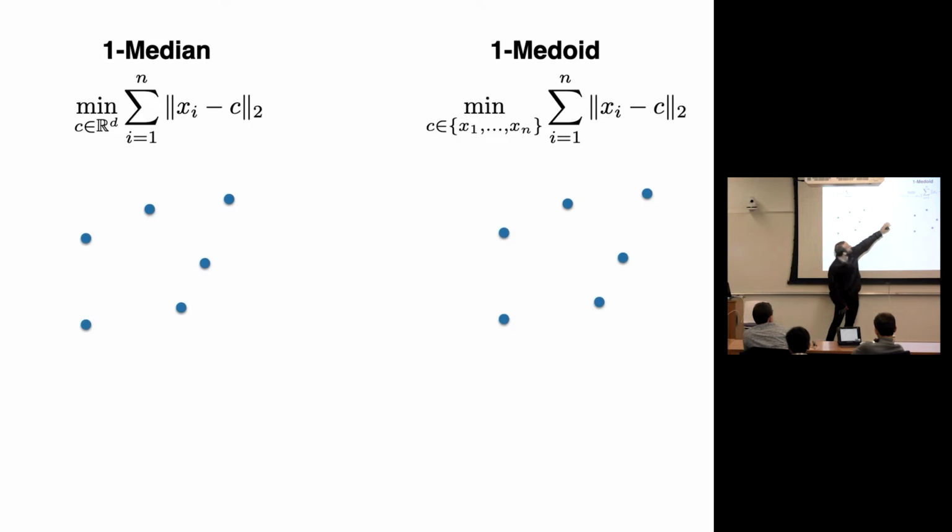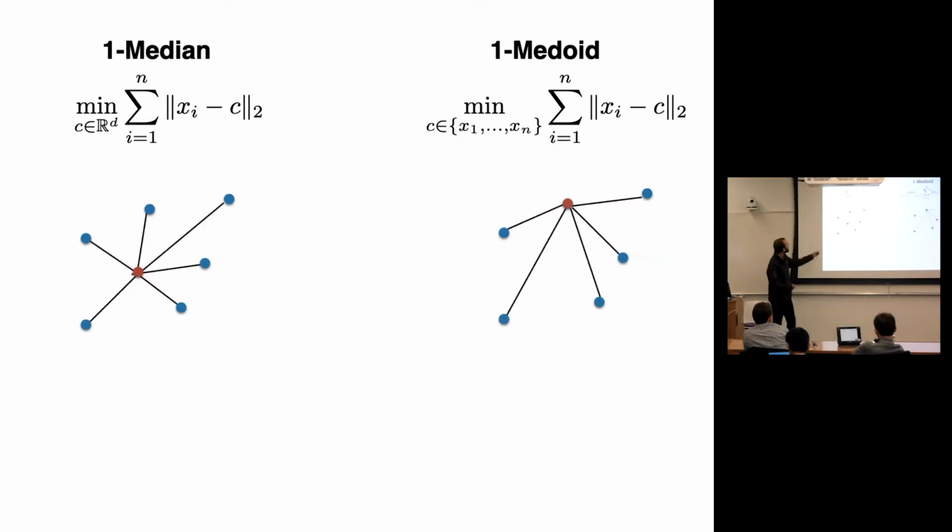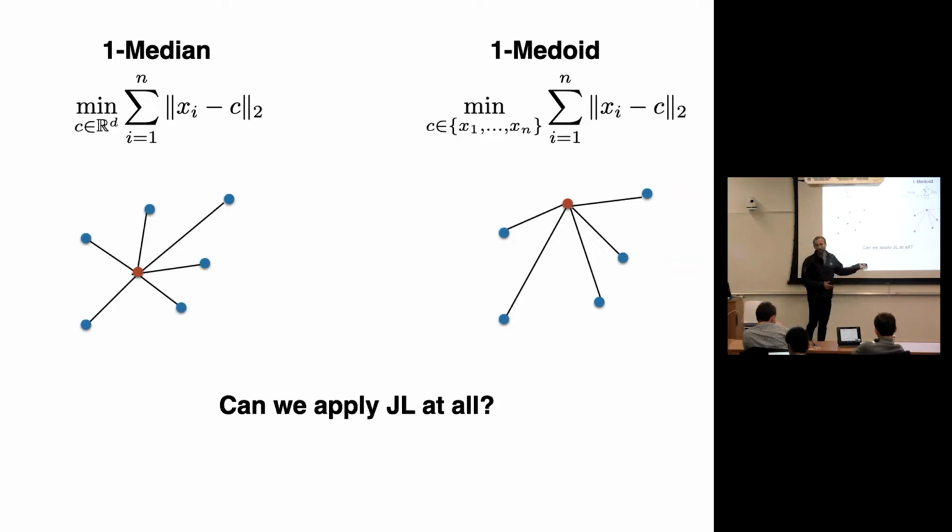The one-medoid problem is very similar, except now c can't be arbitrary. It has to be one of your n data set points. So the picture is just, this is a potential center, and here it has to be one of your data set points. Here's a question: can you apply Johnson-Lindenstrauss to these optimization problems at all? I claim one of these is actually a corollary of the Johnson-Lindenstrauss lemma. The other one is not so clear.